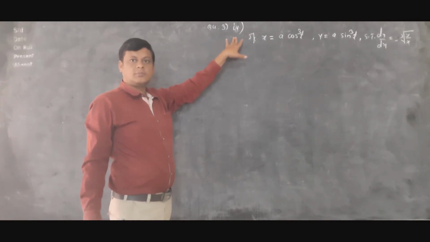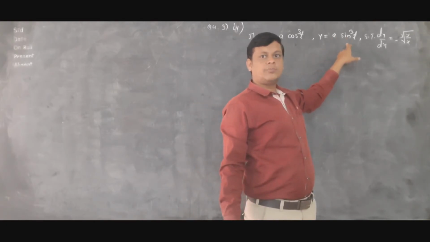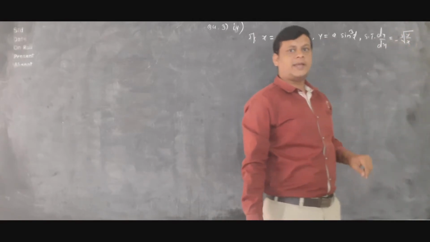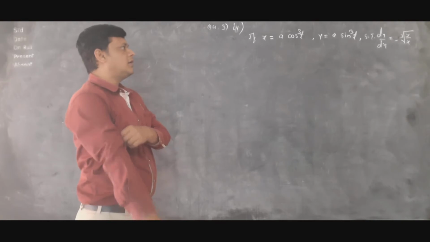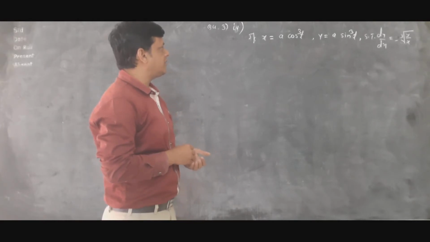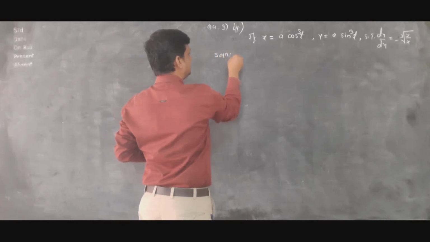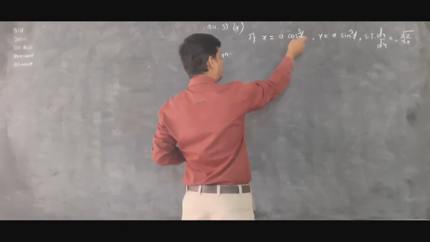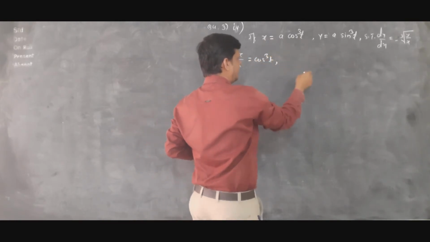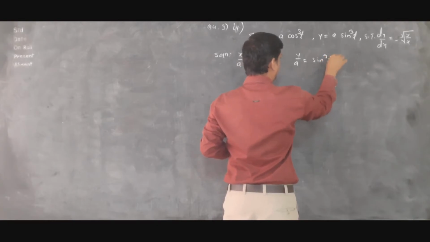Now see question number 4. If x equals a cos cube t, y equals a sin cube t, show that dy by dx equals minus cube root of y by x. So with the help of an identity, we eliminate the parameter t here, then we differentiate the given functions with respect to x. So we write in solution, this x equals a cos cube t as x by a is equal to cos cube t, and this y equals a sin cube t as y by a is equal to sin cube t.